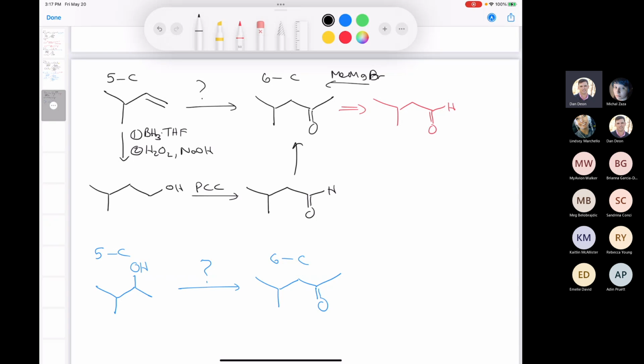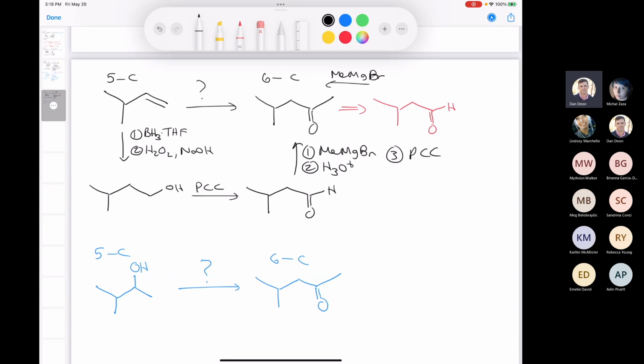And then after that, we're going to treat it with our Grignard, methyl magnesium bromide, followed by H3O plus, which will give us the alcohol, but then we need to oxidize that again. So to do that, we could use PCC again. So I'll just put that in here, PCC. And just like that, we're done.